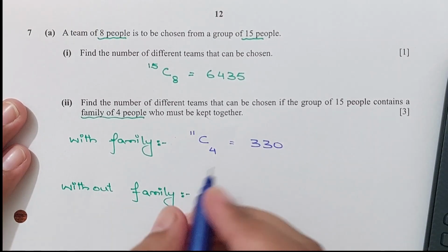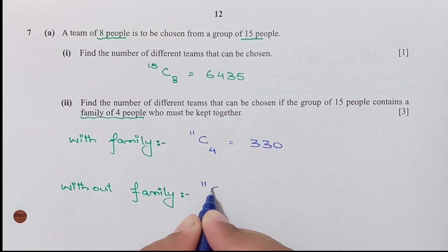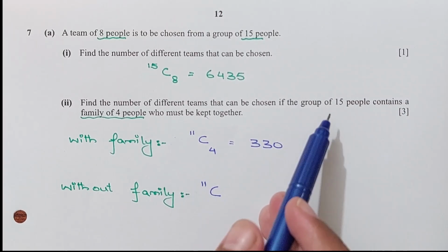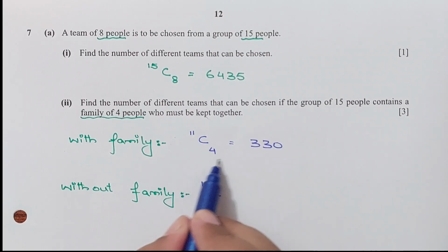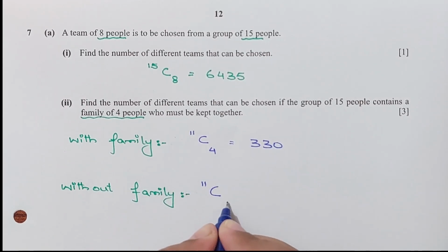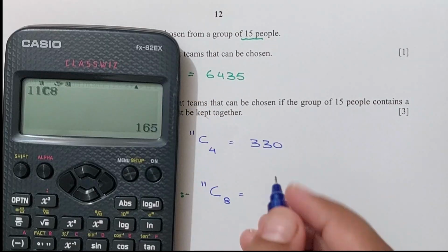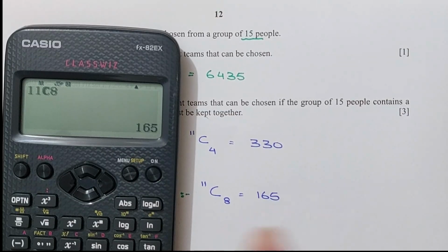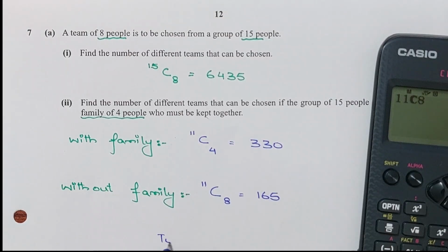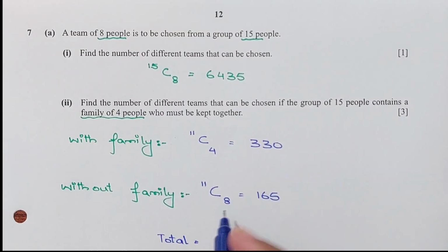So without family, again the total is 11. 11C, now from the total is 4. If we add 4, which makes 8, right? 11C8. Without family, 11C8 is 165. Now the total is 330 plus 165 is 495.